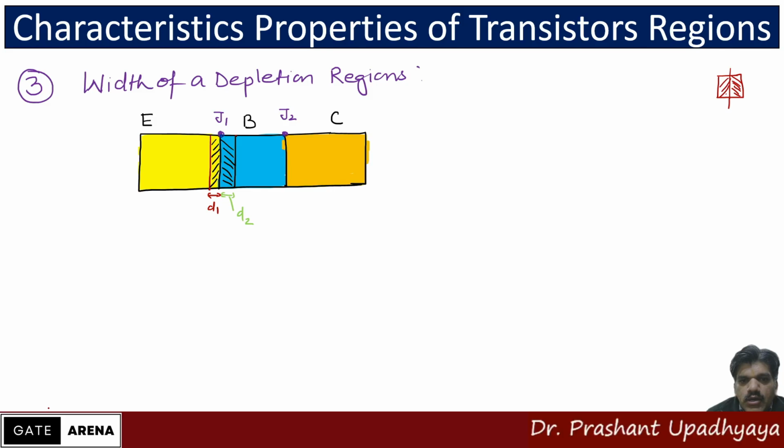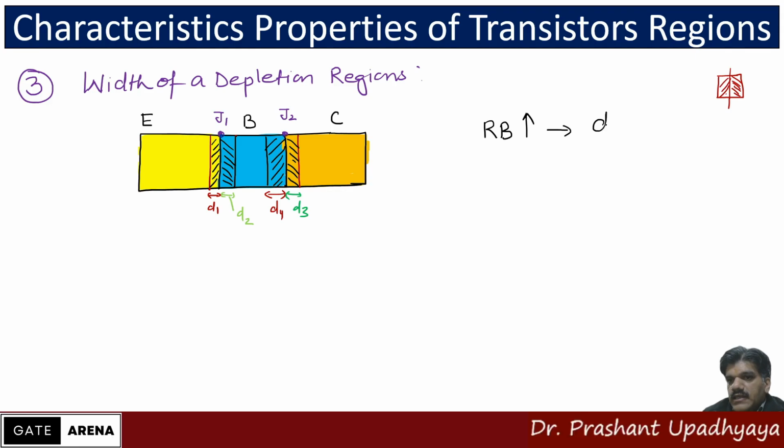Similarly, when we are talking about the junction J2, again we have got a depletion layer here. So I'm drawing a depletion layer here and I'm drawing a depletion layer here. I'm writing the depletion layer like this. So this depletion layer, let's say, I'm writing as D4 and this depletion layer I'm writing as D3.